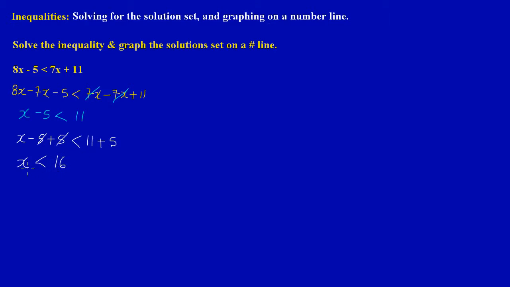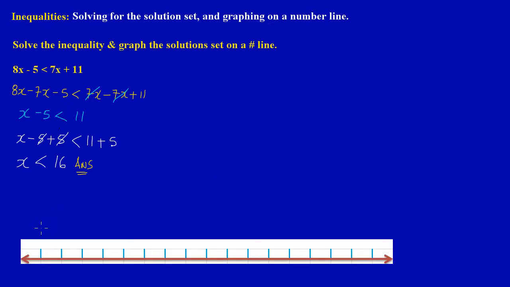So our solution set is that x is less than 16, so x will take all the values that are below 16. As it relates to our solution set, this would be our answer. Now let's look at how we graph this piece of information on a number line.